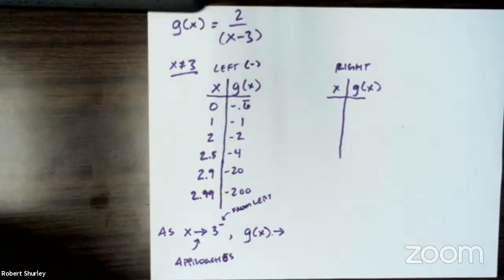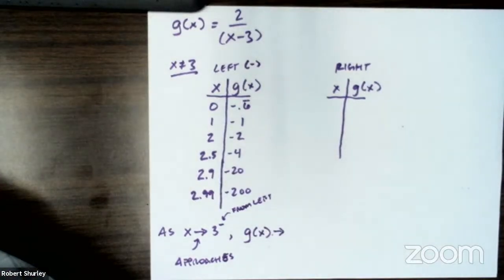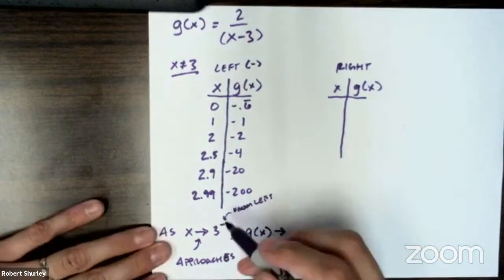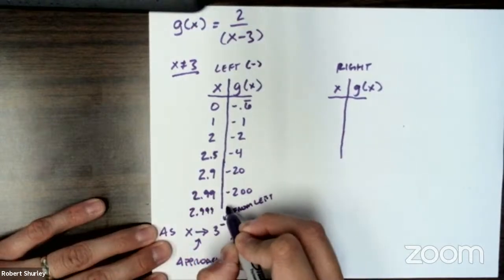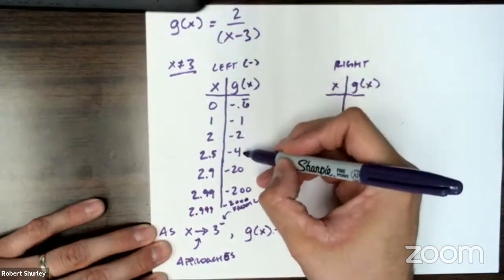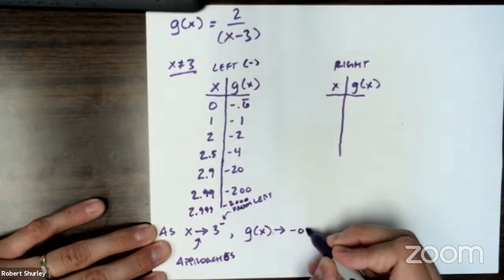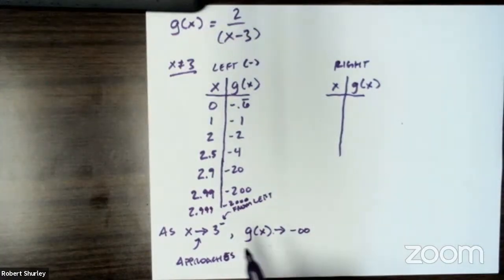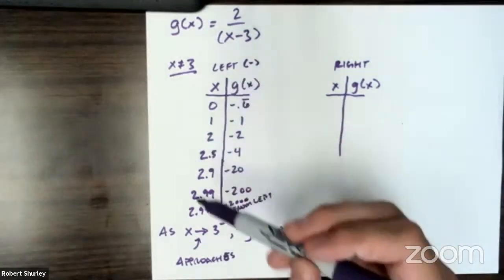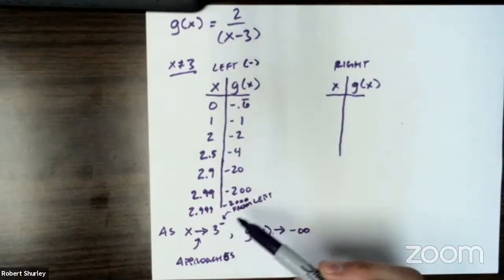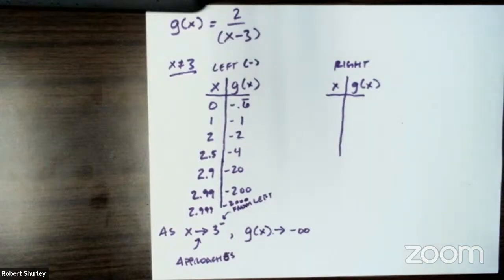I mean, if you do second calc value and you put in 2.999, like his twin or her twin, you get negative 2,000. I mean, this thing is really dropping off. So what we're going to say is that this is headed towards negative infinity. We'll do an example when it doesn't go to an infinity. But so as x approaches 3 from the left, that's what this table symbolizes. As x approaches 3 from the left, g of x is headed to negative infinity.